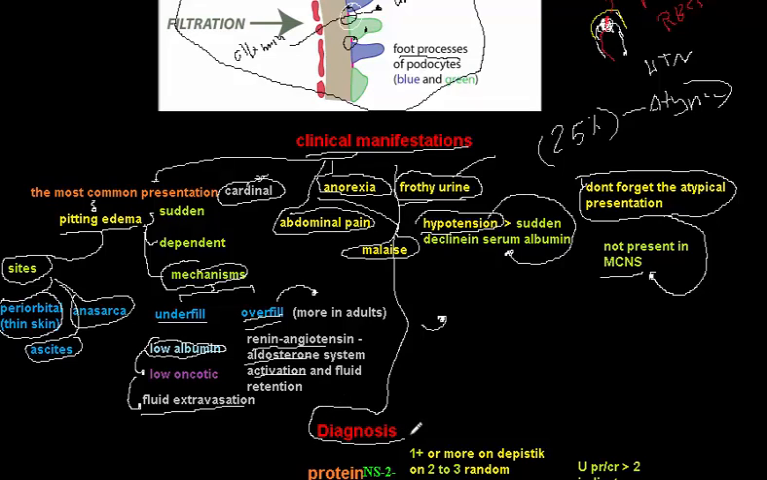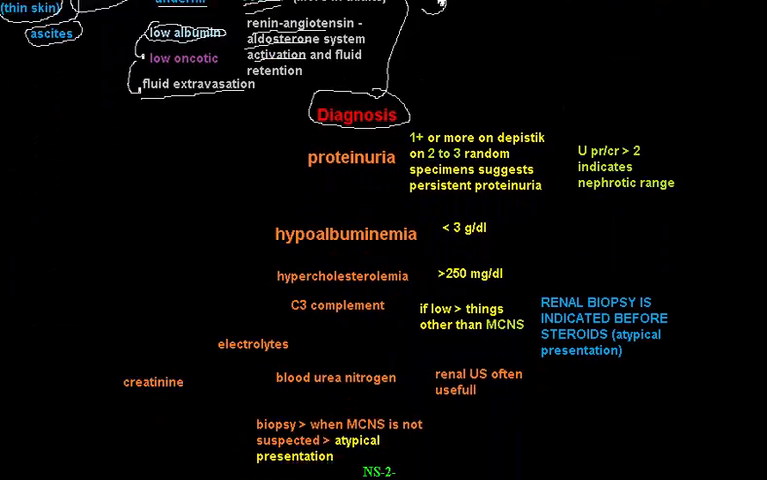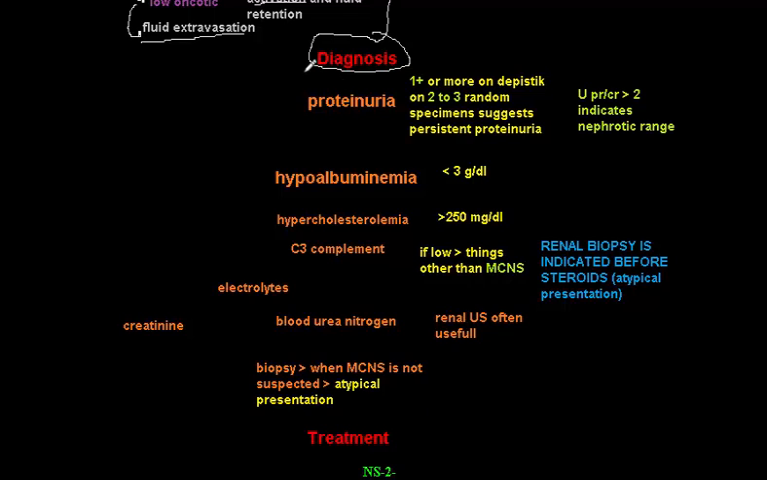Now let's move to the diagnosis of nephrotic syndrome. How to diagnose nephrotic syndrome? From the definition, we told you that it is a proteinuria, so we have to check protein in urine. As a beginning examination, we may use the dipstick test. If we have +1 or more on dipstick test, okay, on 2 to 3 random readings, it suggests persistent proteinuria. Just a suggestion of proteinuria. This is the dipstick test.